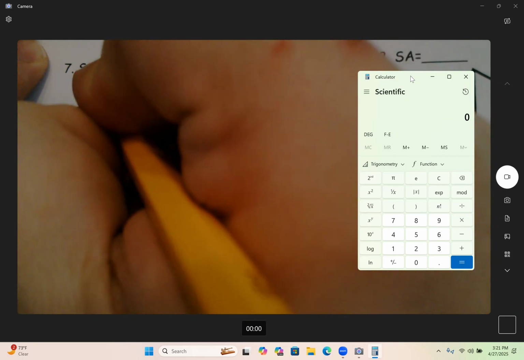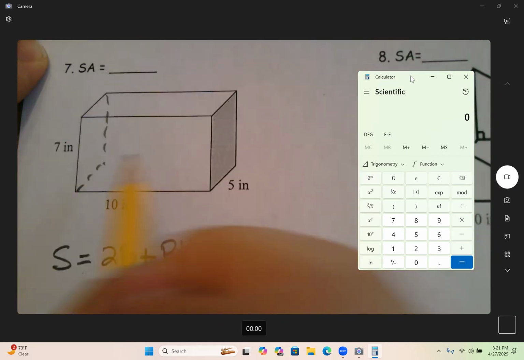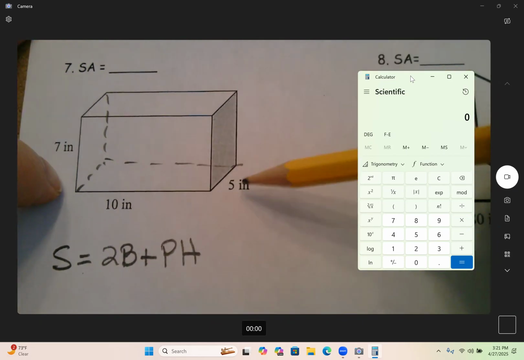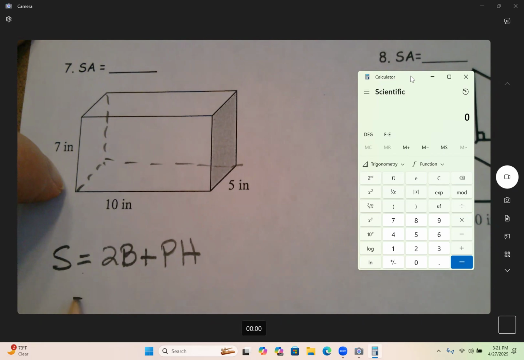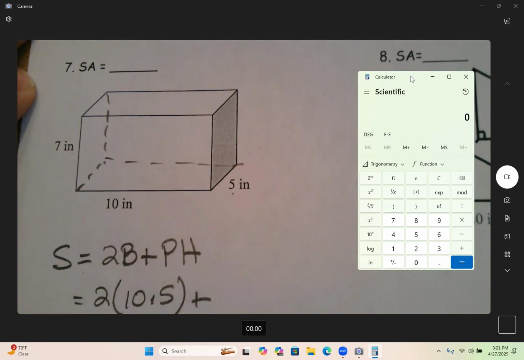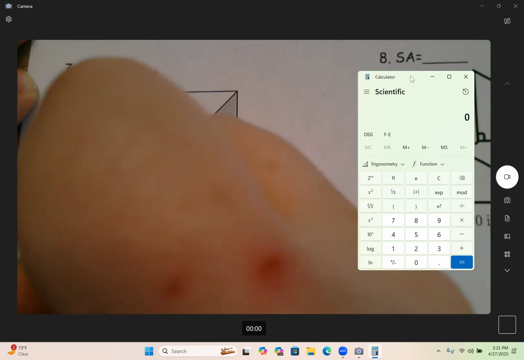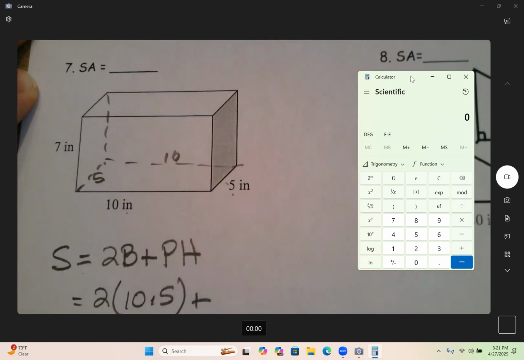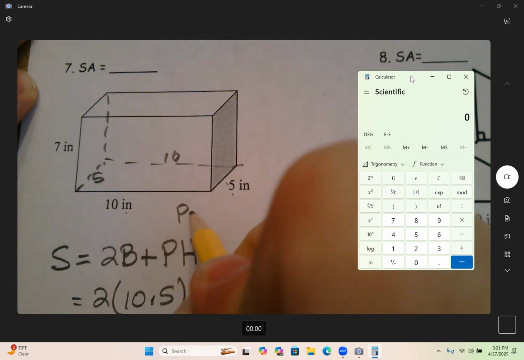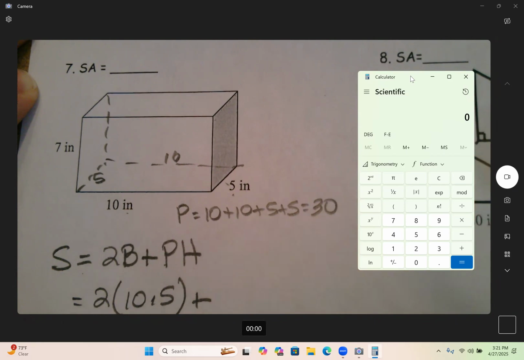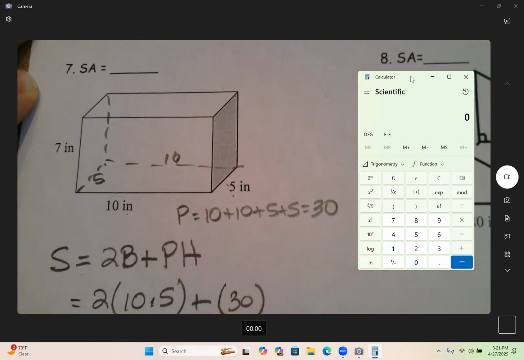All right, so again, we can dash this just to make sure you see there's a top rectangular base and a bottom rectangular base. So the base area is length times width or base times height. That's 10 times 5. Okay, now the perimeter of the base. Remember, if this is 5, this is 5. If this is 10, this is 10. So the perimeter of the base is 10 plus 10 plus 5 plus 5, which is 30.